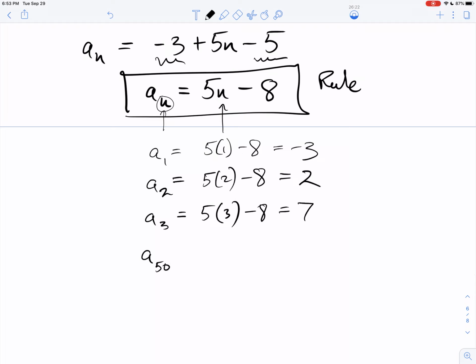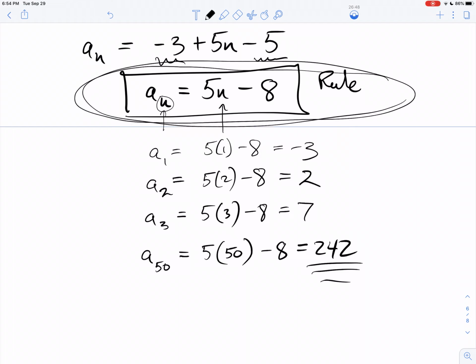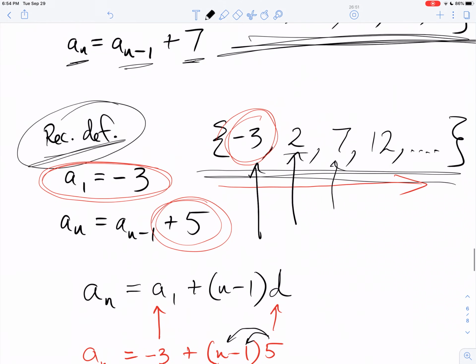See, here's where a rule gets to be extremely powerful. I want to know what the 50th number is. Well, it would just be 5 times 50 minus 8. So I go, oh, 250 minus 8, so it's 242. Now, just stop for a second and think to yourself. If you didn't know how to write a rule, if you didn't know this trick existed, you'd have to write out 49 numbers to find out what the 50th number is.